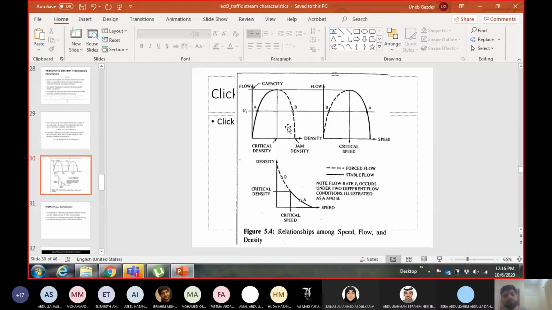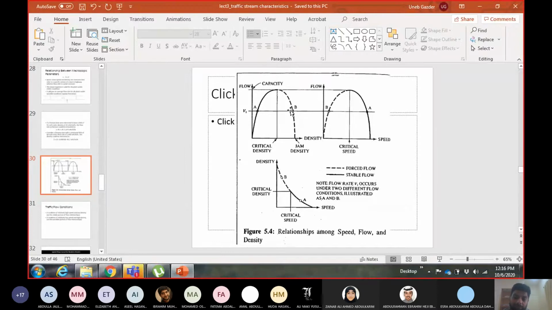Now coming towards the final one, between flow and density. When density is zero, flow is zero. Density zero means what? No vehicles on the road. So no vehicles on the road means no movement, right? So density zero, flow is zero. Then density increases, flow increases. More vehicles are coming and they are moving. The flow will keep on increasing until you reach capacity, like we said earlier.